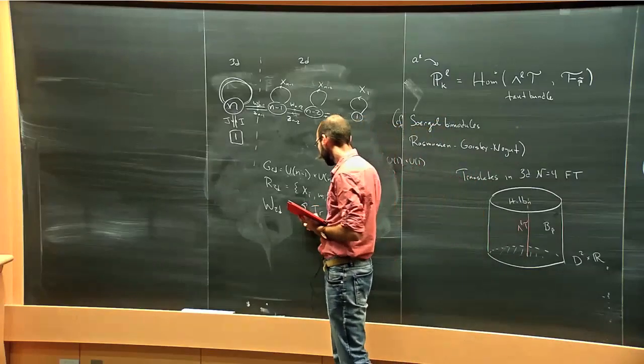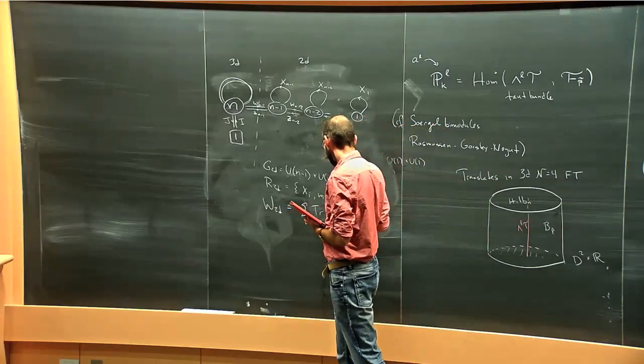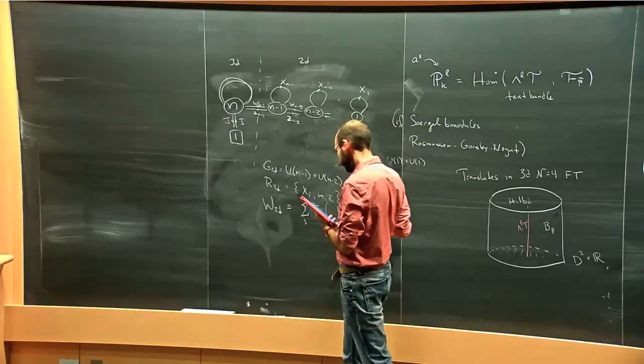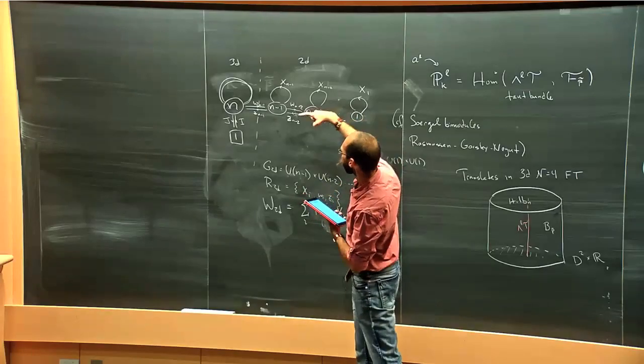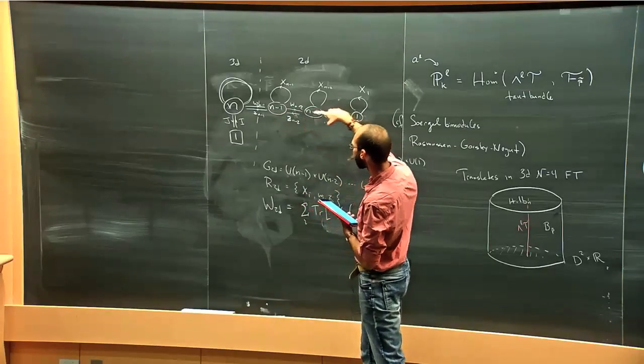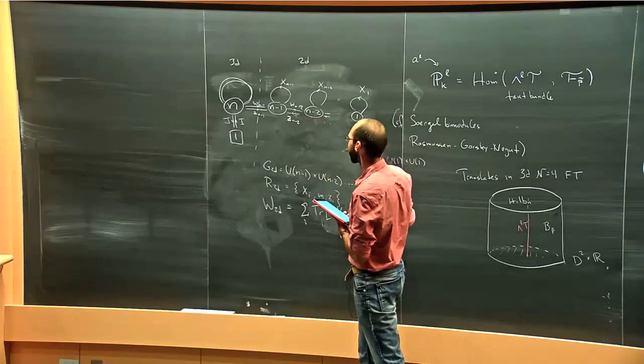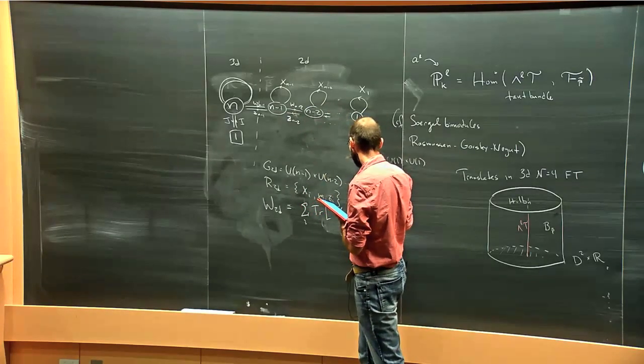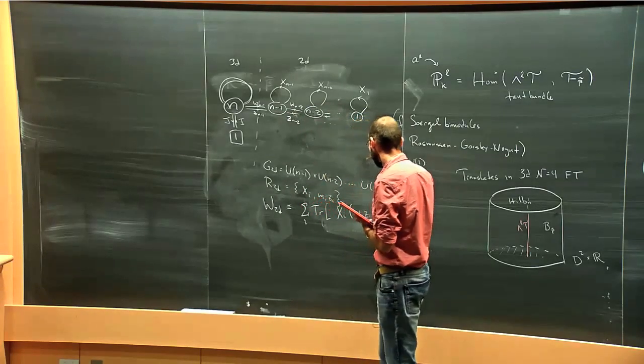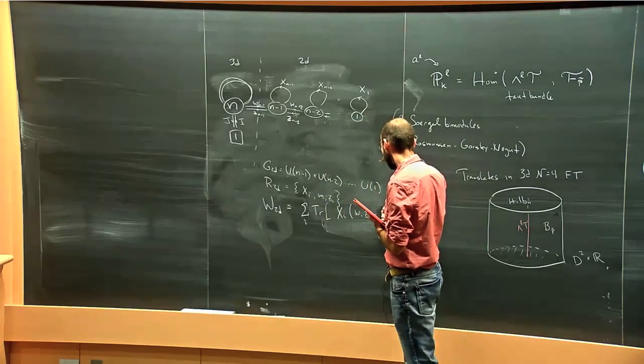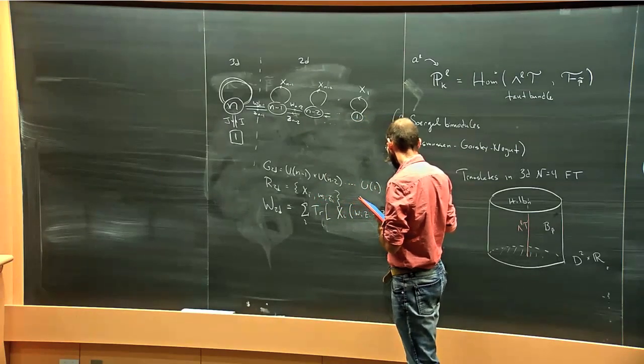So the superpotential is a sum over nodes of x_i times a loop one way minus a loop the other way. So it's w_i z_i minus z_{i-1} w_{i-1}.